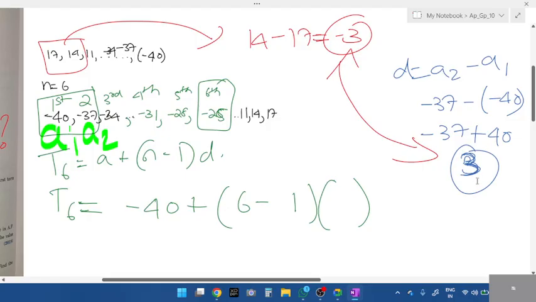Will you all complete this question now? Yes, complete. We already have the answer, minus 25. Let's check whether we're getting minus 25. 6 minus 1 is 5. 5 times 3 is 15. Calculate it.